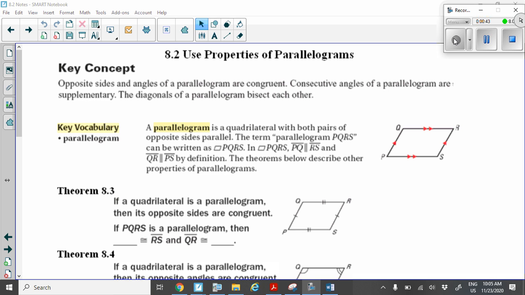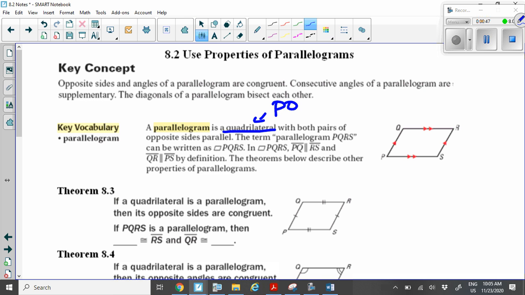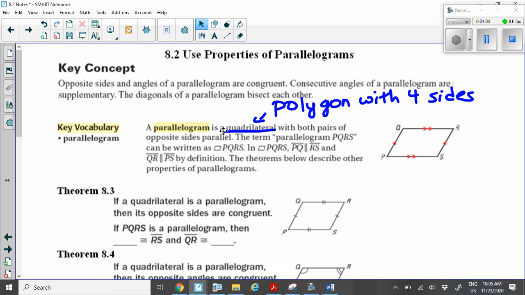Well, it is a quadrilateral, which remember quadrilateral is a polygon with four sides. Okay. So that's basically what we're going to be talking about a lot for the rest of this chapter. That we're going to be talking only about polygons with four sides. Okay. So it is a quadrilateral with both pairs of opposite sides that are parallel. Okay, so that is one of your properties there.